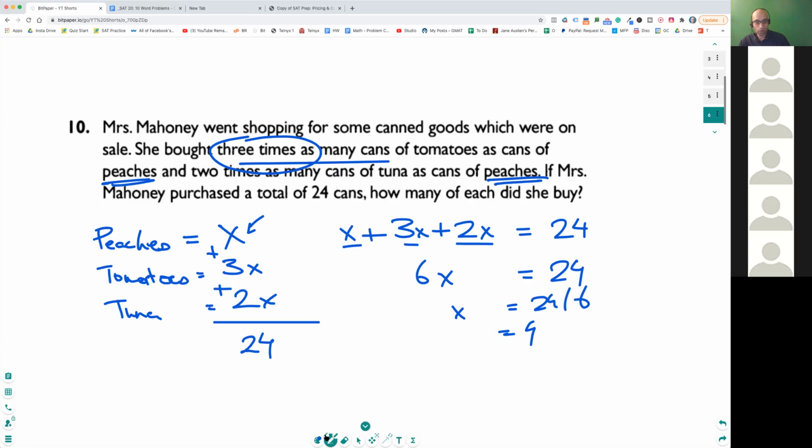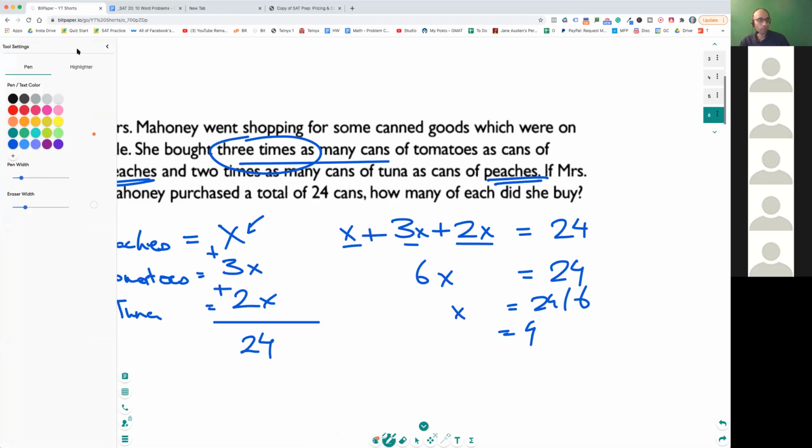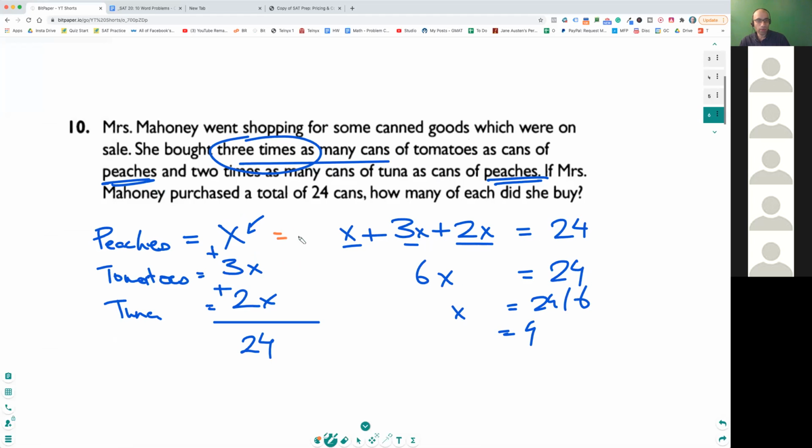So I'm going to use a different ink. Okay, x is equal to 4. 3x is equal to 12. And 2x is equal to 8. And when you add them, right, 8 plus 12 is 20, plus 4 is 24. So that's 24. Very good, right?